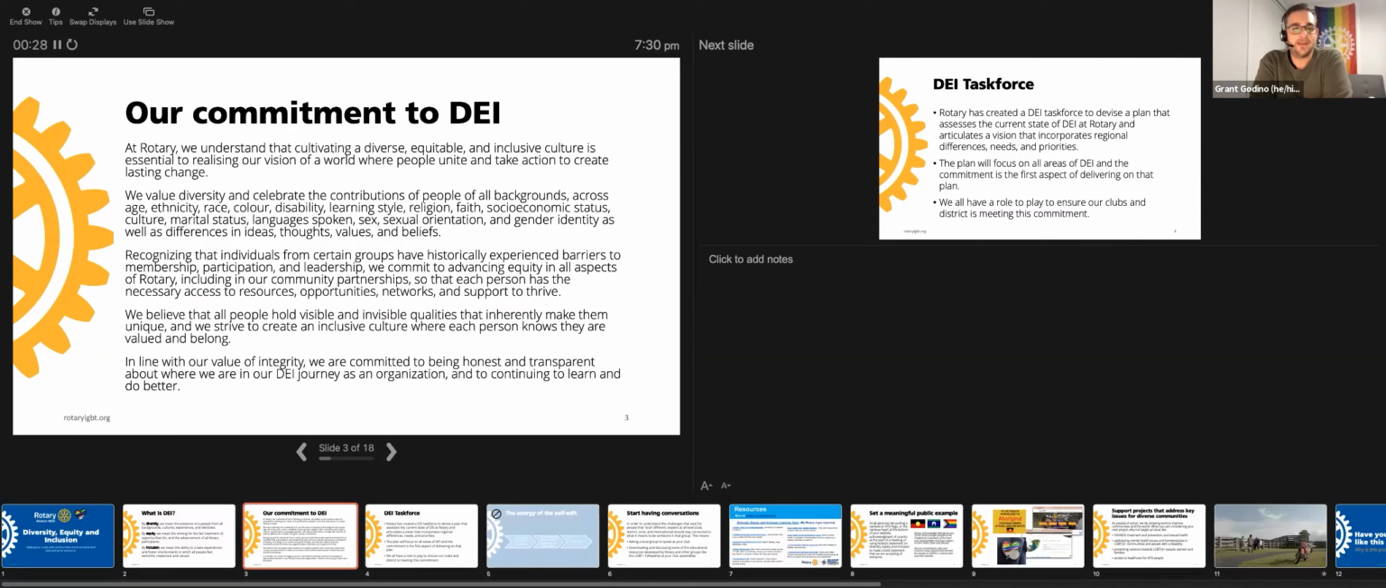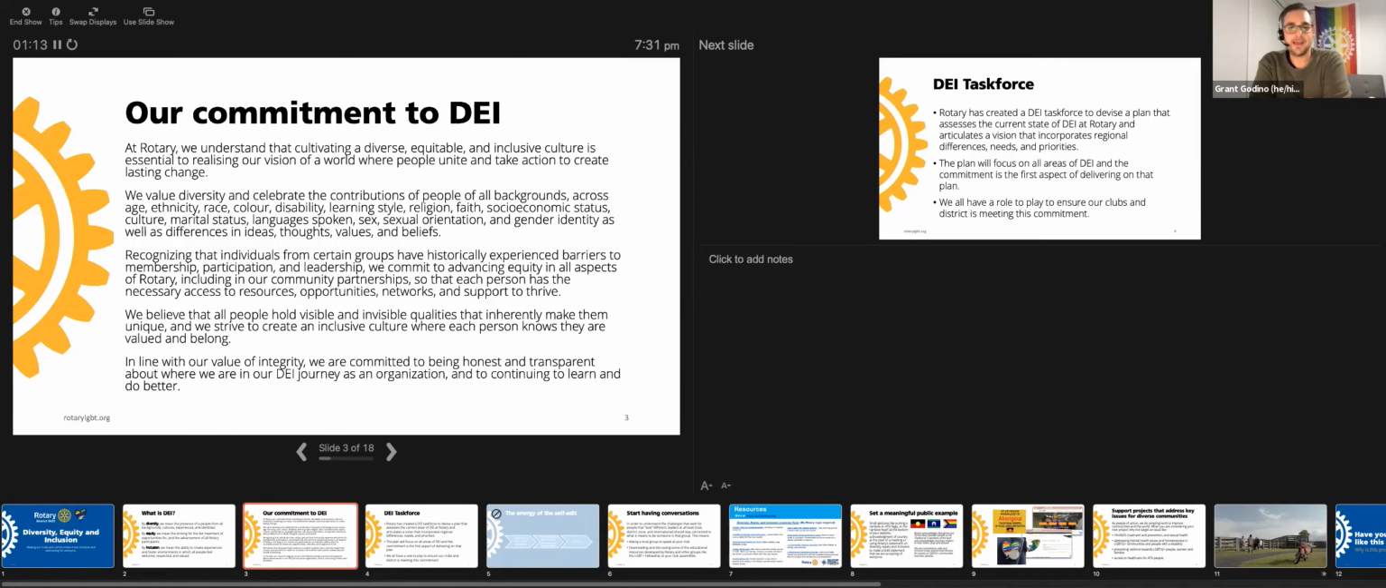And this is the diversity bit in the second paragraph here. We value diversity and celebrate contributions of people of all backgrounds across age. So we're looking at generational diversity, ethnicity. So we're starting to think about where people have come from. Are they Australian citizens? Did they migrate? What are those different countries and places that people have come from, which wraps up into race as well, and colour. Disability and learning style are important aspects as well. Religion and faith, socioeconomic status, how are we welcoming people from different money brackets, let's say. Culture links back up into that ethnicity, race and colour line before.